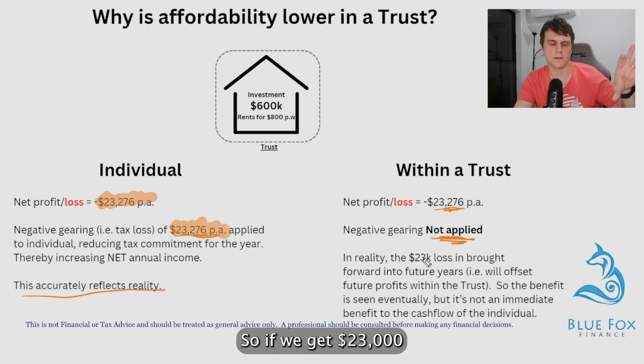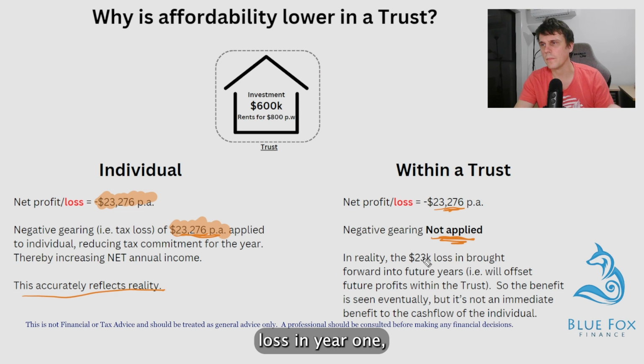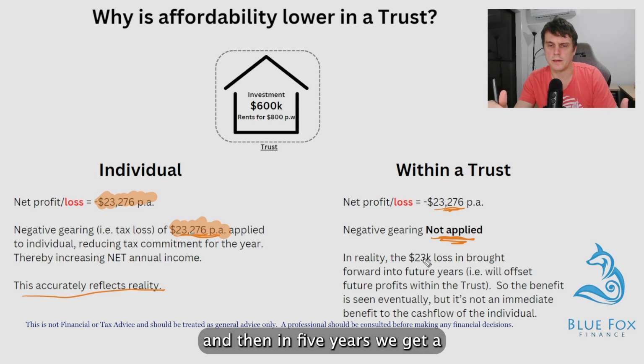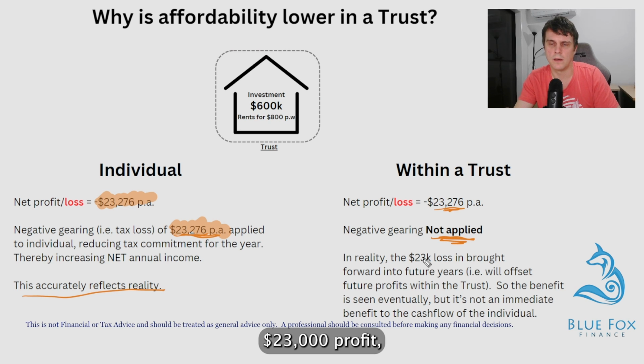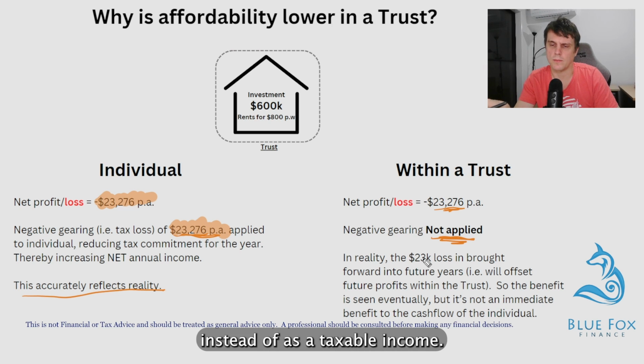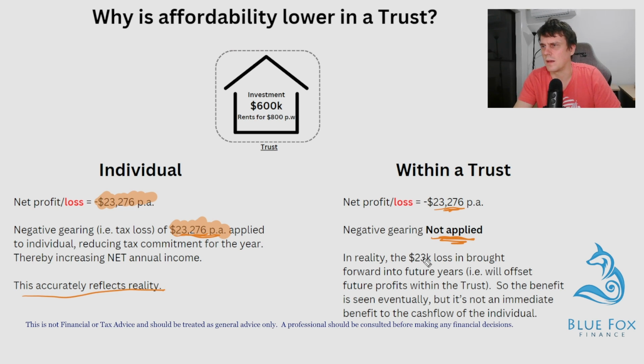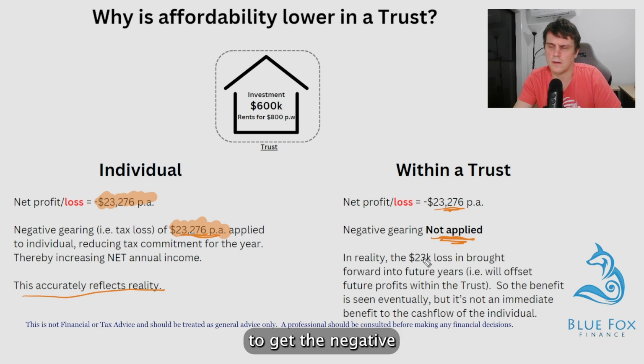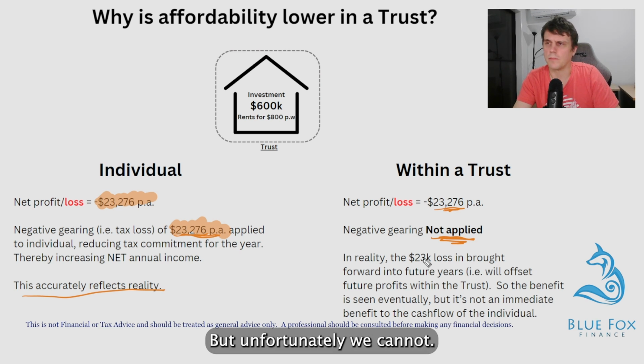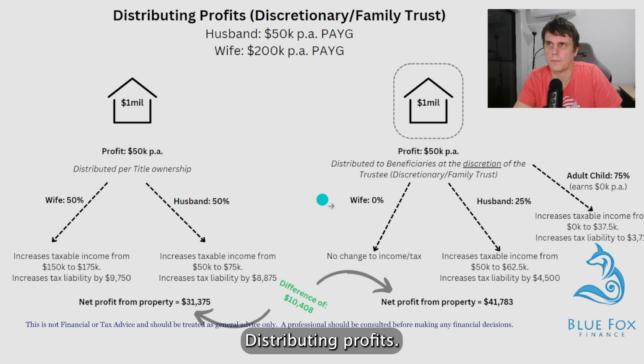So if we get a $23,000 loss in year one, and then in 5 years we get a $23,000 profit, then we'll actually get that $23,000 original contribution back tax-free instead of as taxable income. So if you're going to be on a higher tax bracket later in life, which is pretty likely, that can be a small benefit, but usually I'd consider this a disadvantage, because it would be better to get the negative gearing immediately if we could, but unfortunately we cannot. Distributing profits.